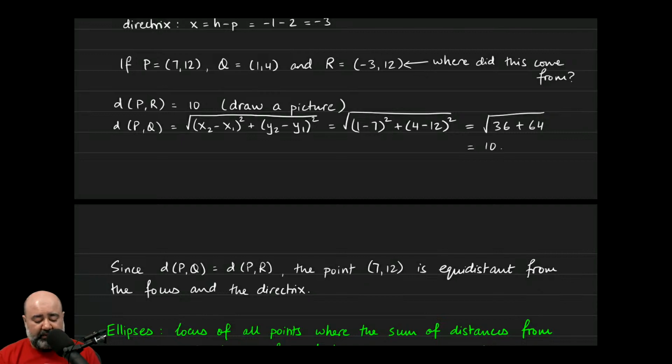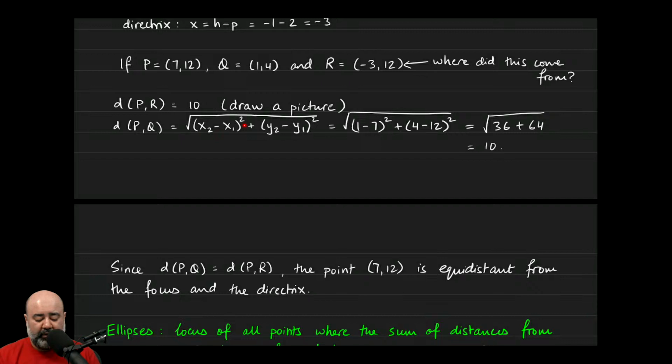Now, the distance between the two points P and R is 10. Hopefully you've drawn a picture when you were thinking about where this point came from. This note really should just say, look at your picture and determine why that distance is 10. If you're not convinced, just use the distance formula between P and R, and you should get your answer as 10 as well.